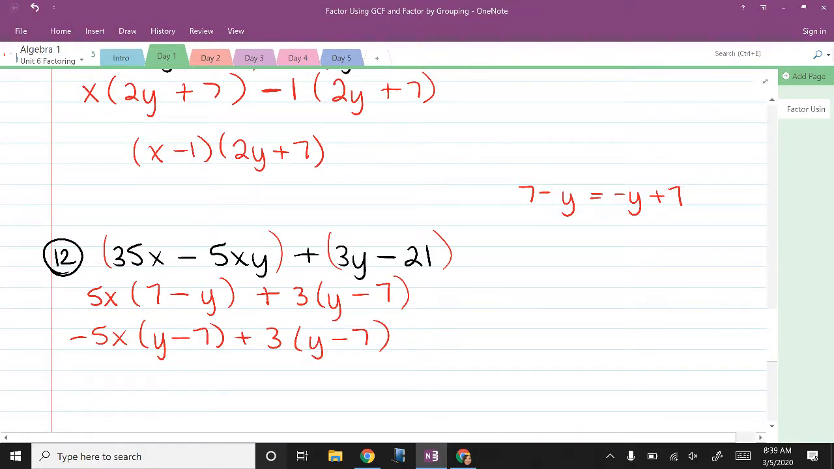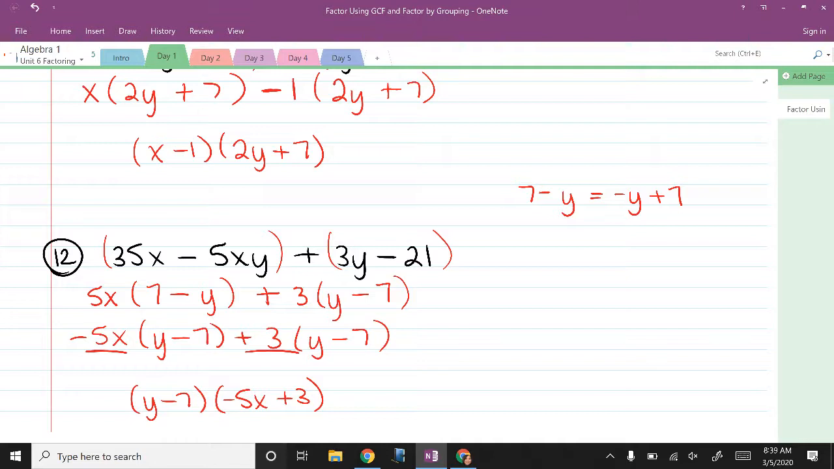So what are our two factors? Y minus 7 and -5x plus 3. Okay, so that's all you got to do. That's a very rare occurrence, but it does happen. They should still have the same terms in them, just in a different order with subtraction. Got it? Now, if they're not the same terms at all, then you probably did a GCF wrong, more than likely.